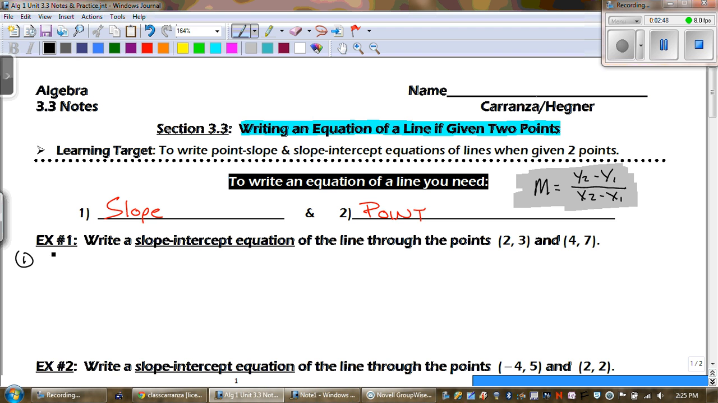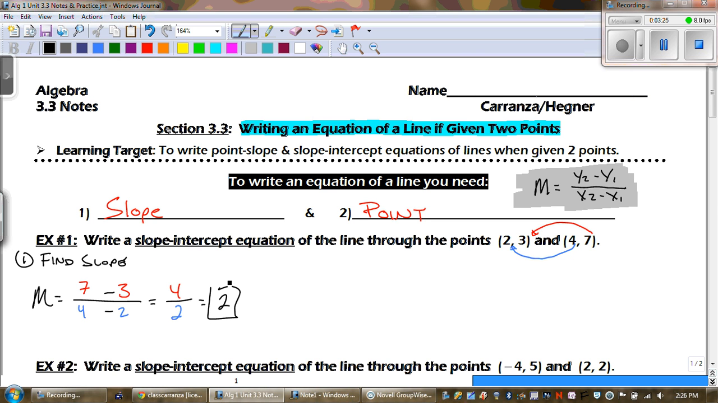So step one, we need to find the slope. When we're finding the slope, we always write that down. Remember, the y's go on top, so we have 7 minus 3, and the x's go on the bottom, 4 minus 2. So 7 minus 3 is 4, 4 minus 2 is 2, and anytime you can reduce it, you reduce it. So good, now we found the slope.